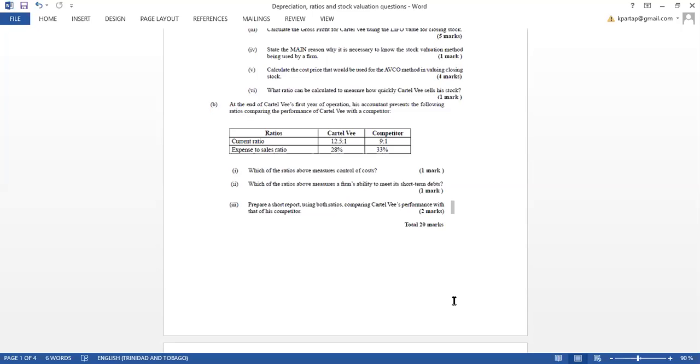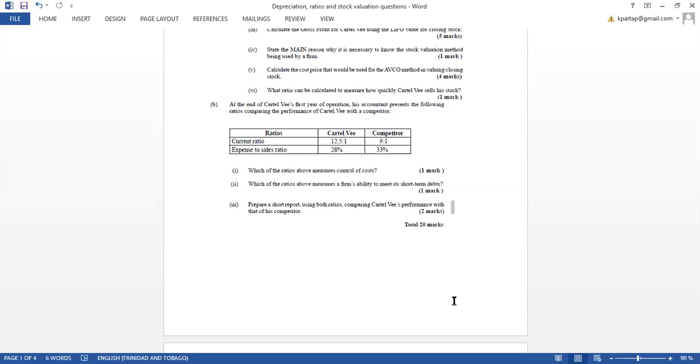As I said before, the first one, current asset over current liability. The answer that you get when you put your current asset over your current liability is a ratio. So we are putting it as to 1. So you realize in both Cartel V and the competitor, Cartel V is 12.5 to 1. The competitor is 9 to 1. Whenever you're working out a ratio, make sure you put your answer to 1.